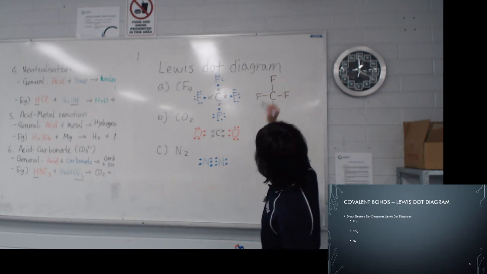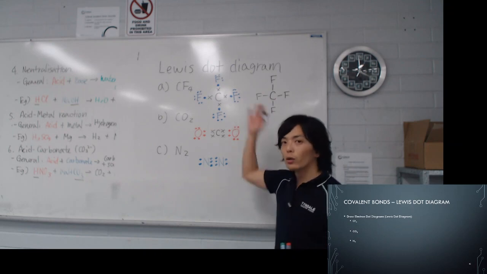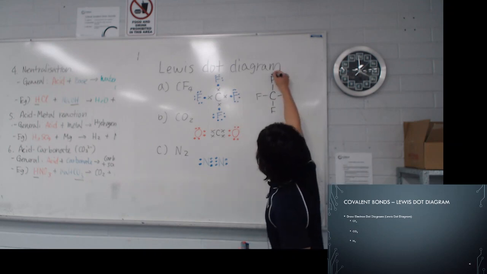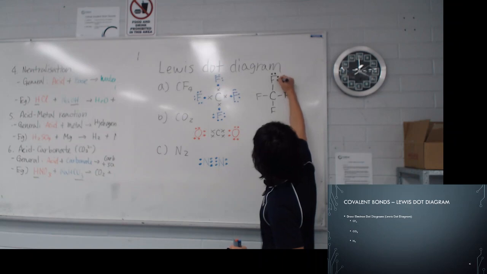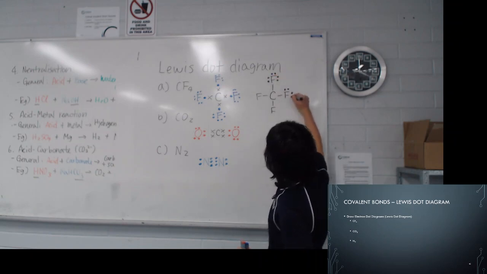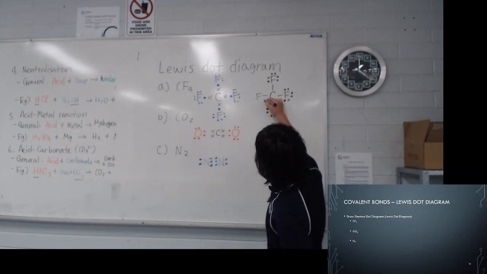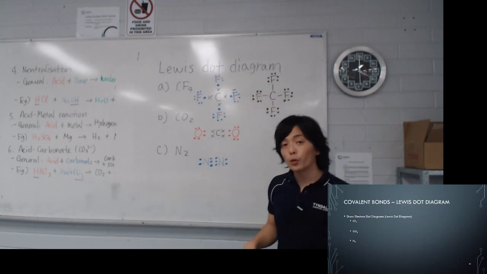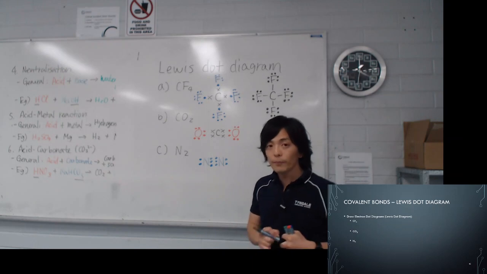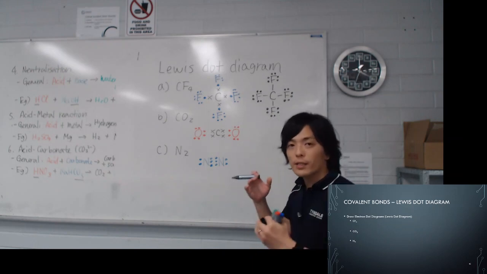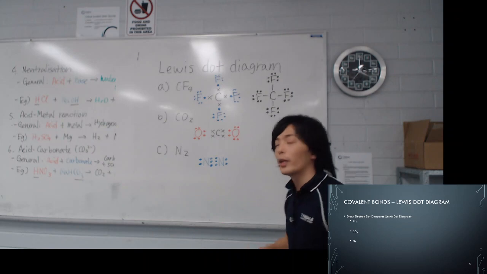If you're asked to draw an electron dot diagram or Lewis dot diagram, please make sure that you draw all the lone pairs of electrons, even though they are not used for bonding. They are important. When we start talking about shapes of molecules, it is important for you to know where those lone pairs of electrons are, because that makes a difference in the polarity. Again, we'll talk about that in the next video.